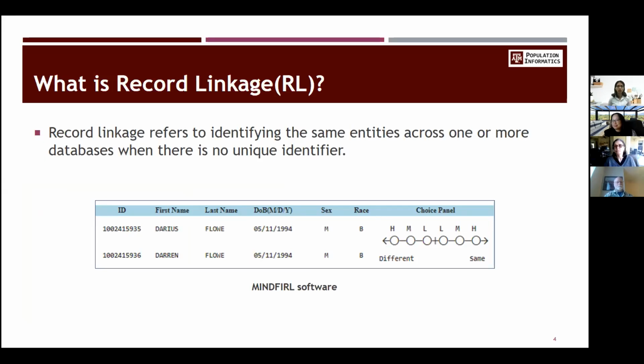What is record linkage? Record linkage or entity resolution is identifying the same entity across one or more databases when there is no unique identifier.